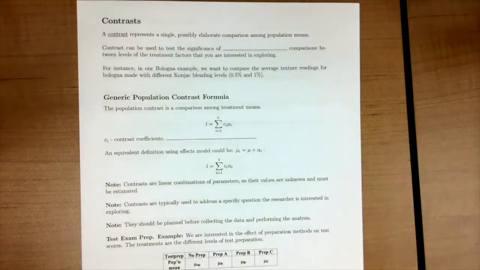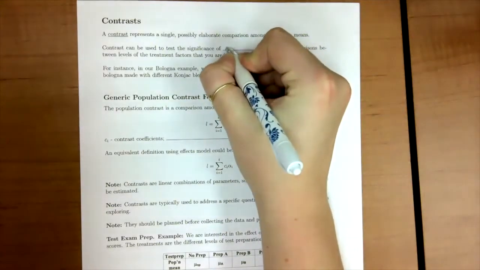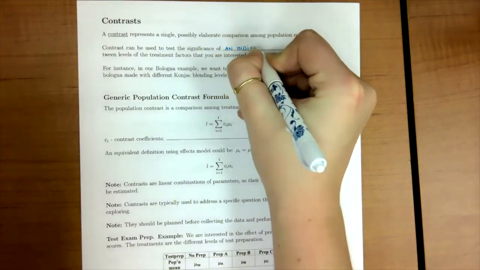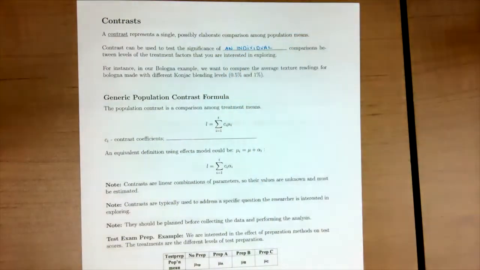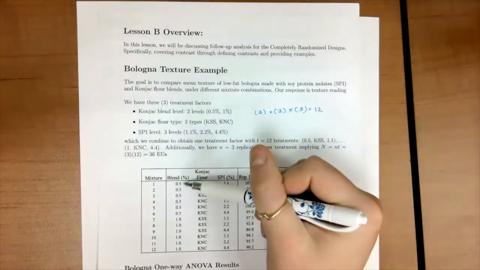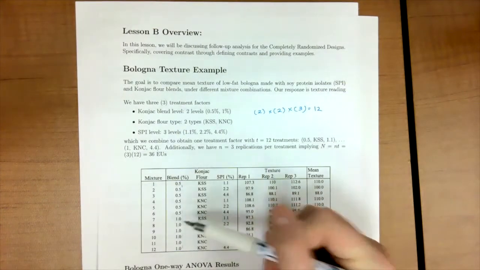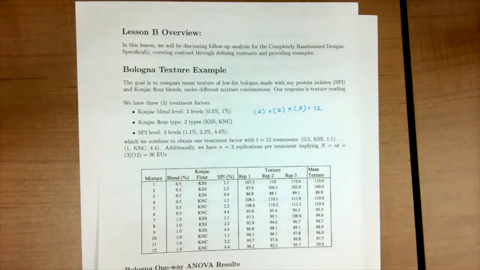A contrast is going to represent a single possible elaborate comparison among population means. So a contrast can be used to test the significance of an individual comparison between the levels of treatment factors that we're interested in exploring. For example, in our bologna example, we may want to compare the average texture reading for bologna made with different konjac blends. That is, we might want to look at the difference between these 6 and these 6. To foreshadow, we will do that example towards the end of this lecture.